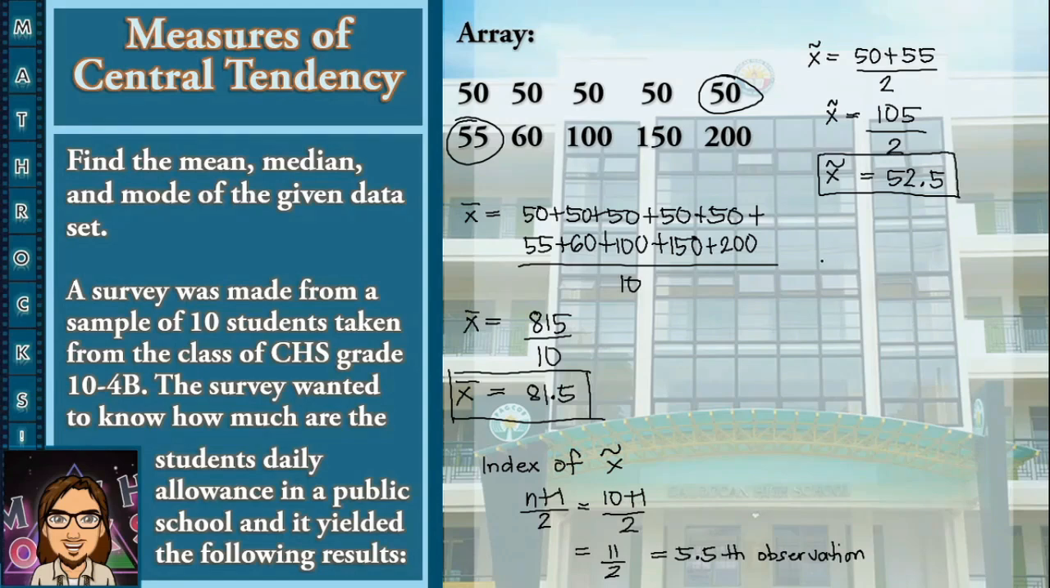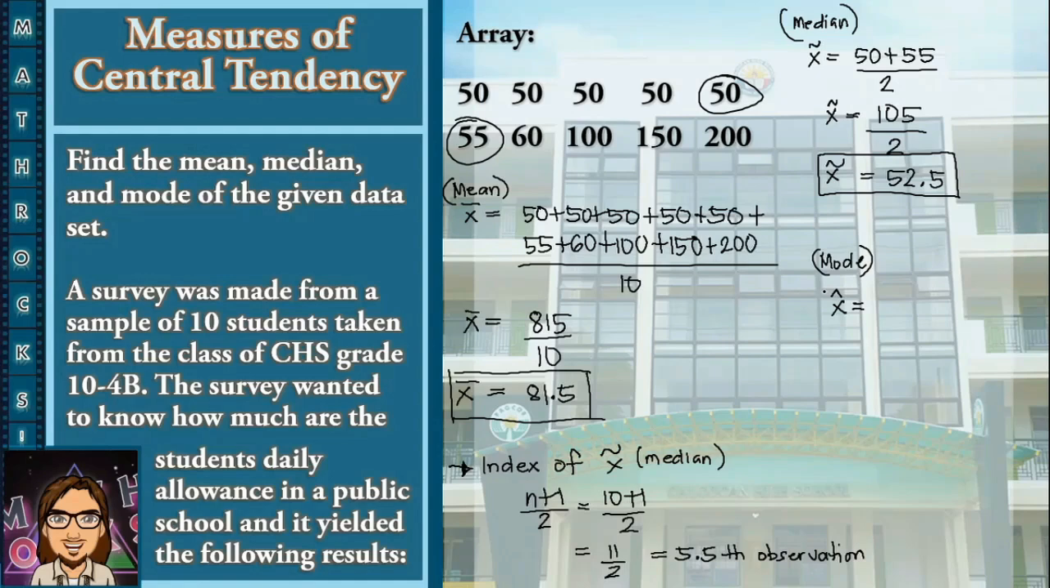And now let us take a look at the mode. So again, this is for the mean. This is for the index of the median, while this is the value of our median. And now let us take a look at the mode, the x caret. Here we do not perform any computations.